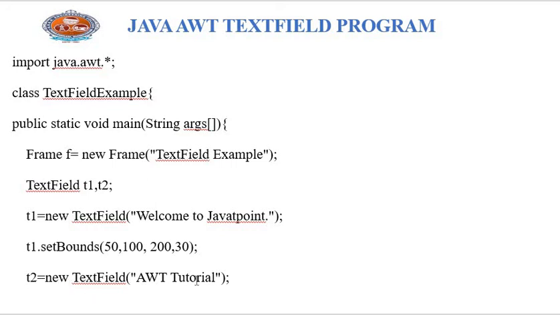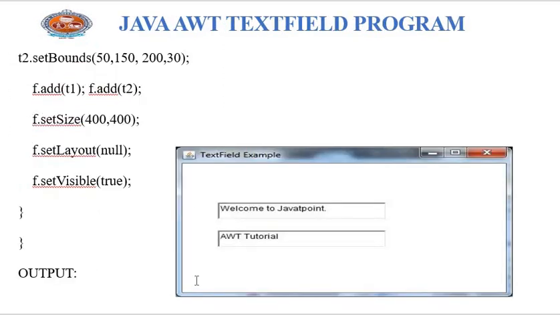Okay, here the text fields are t1 and t2. Next t2.setBounds. Next f.add(t1), f.add(t2). That means t1 is added to the frame and t2 is added to the frame. Next we can set the size. f.setSize(400, 400), 400 is width and 400 is height.